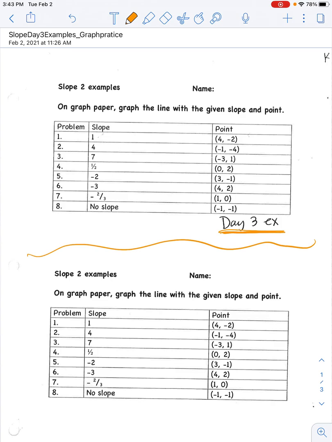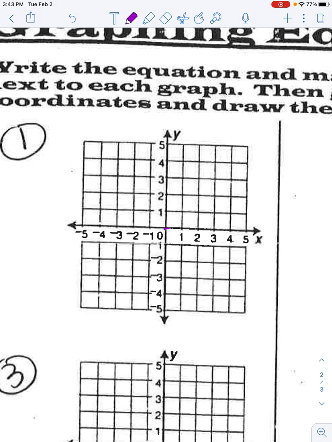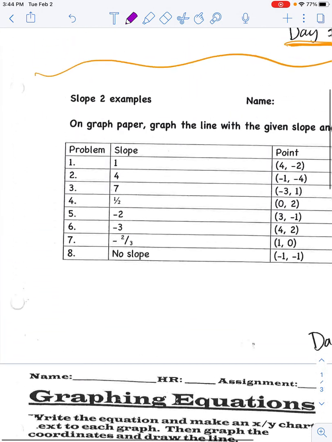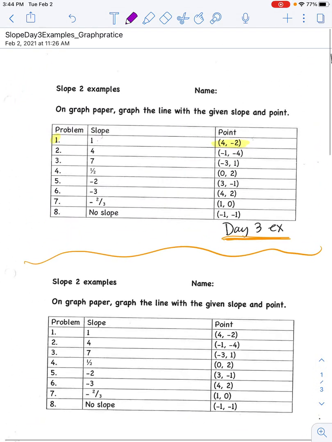Here's what we're doing. Number 1, we're going to start with the point 4, -2 on graph 1. 4 to the right, down 2. There's my starting point, 4, -2. Now let's see what the slope is. We're going to do a slope of 1.